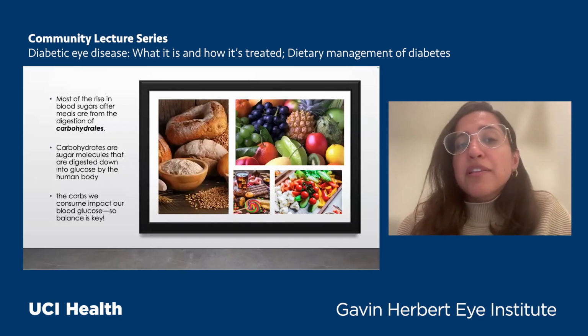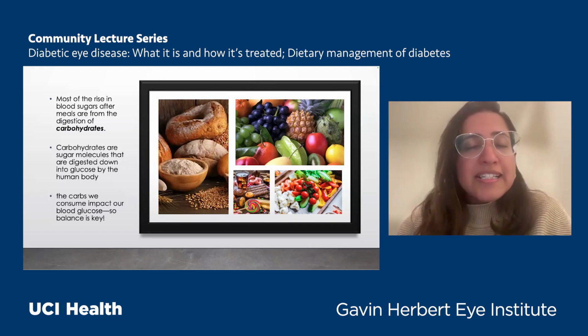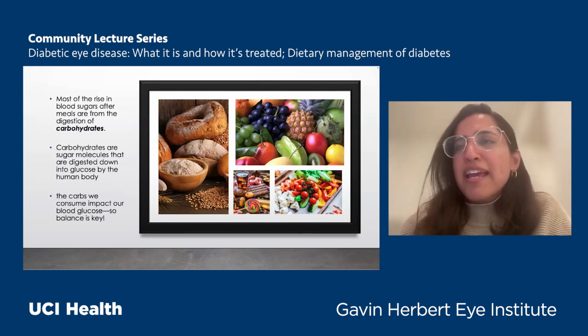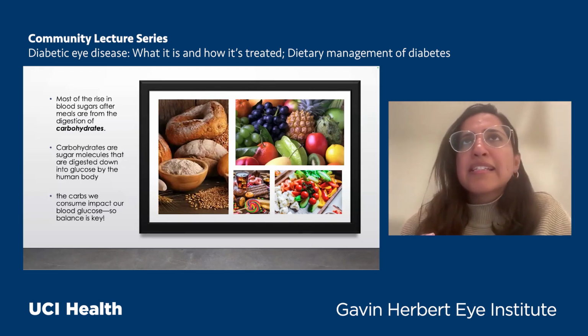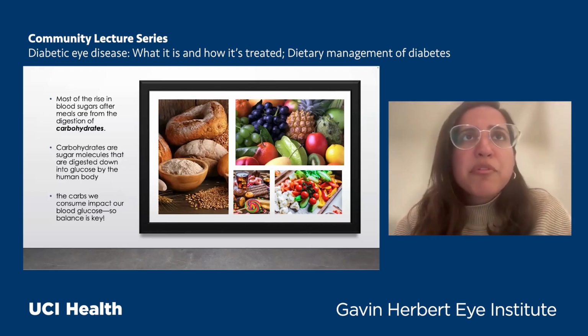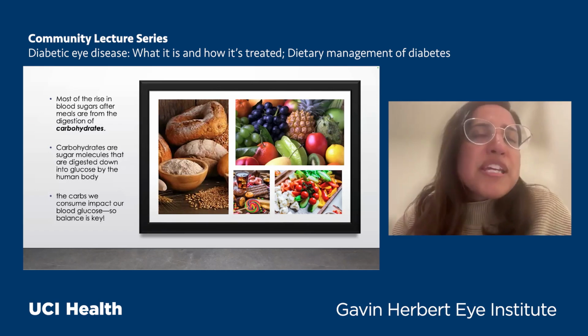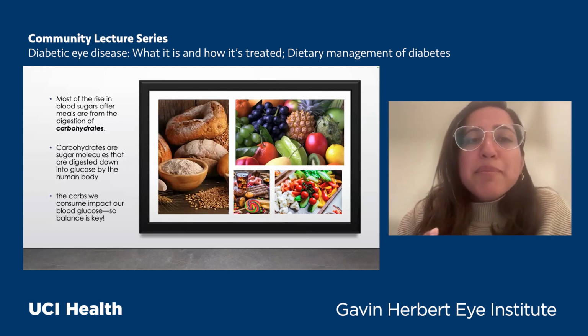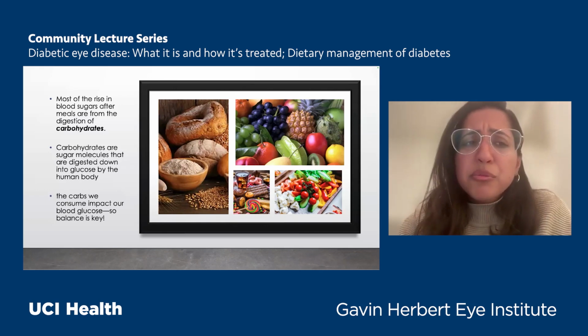I want to focus a little bit more on carbohydrates because I get asked this question a lot about how many carbs I should be eating as a diabetic, and what carbs should I eat to prevent glucose spikes? Because most of the rise in blood sugars after meals come from the digestion of carbohydrates, I think it's an important topic. So, what are carbohydrates?